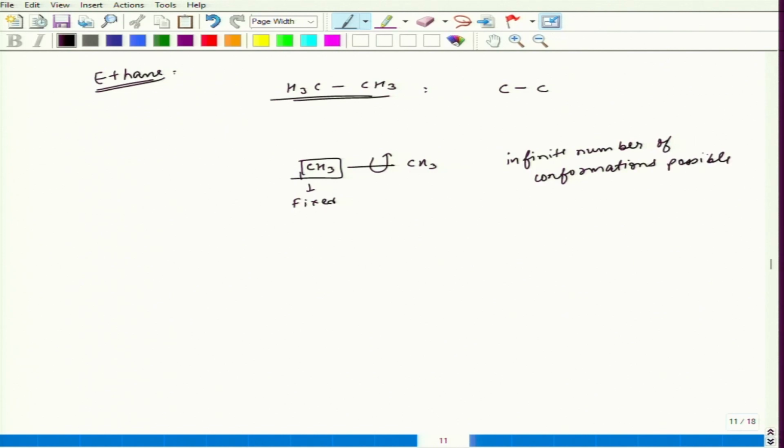However, obviously we can't discuss all the conformations now. So, let us discuss the two extremes and two useful cases of these conformations. So, I am talking about two extreme cases. One is eclipsed and another one is staggered.